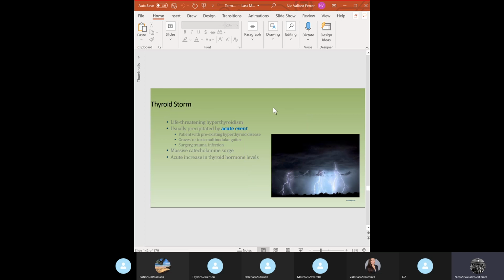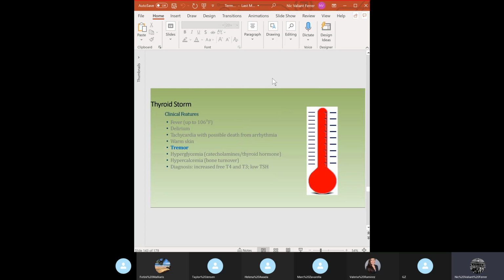The deadliest, most life-threatening event of hyperthyroidism is called thyroid storm. It is usually precipitated by an acute event like surgery, trauma, or infection. You have a massive catecholamine surge. You have an increase in your thyroid hormone levels. Everything speeds up, guys. So you have fever, delirium, tachycardia, warm skin, tremor, hyperglycemia, hypercalcemia.